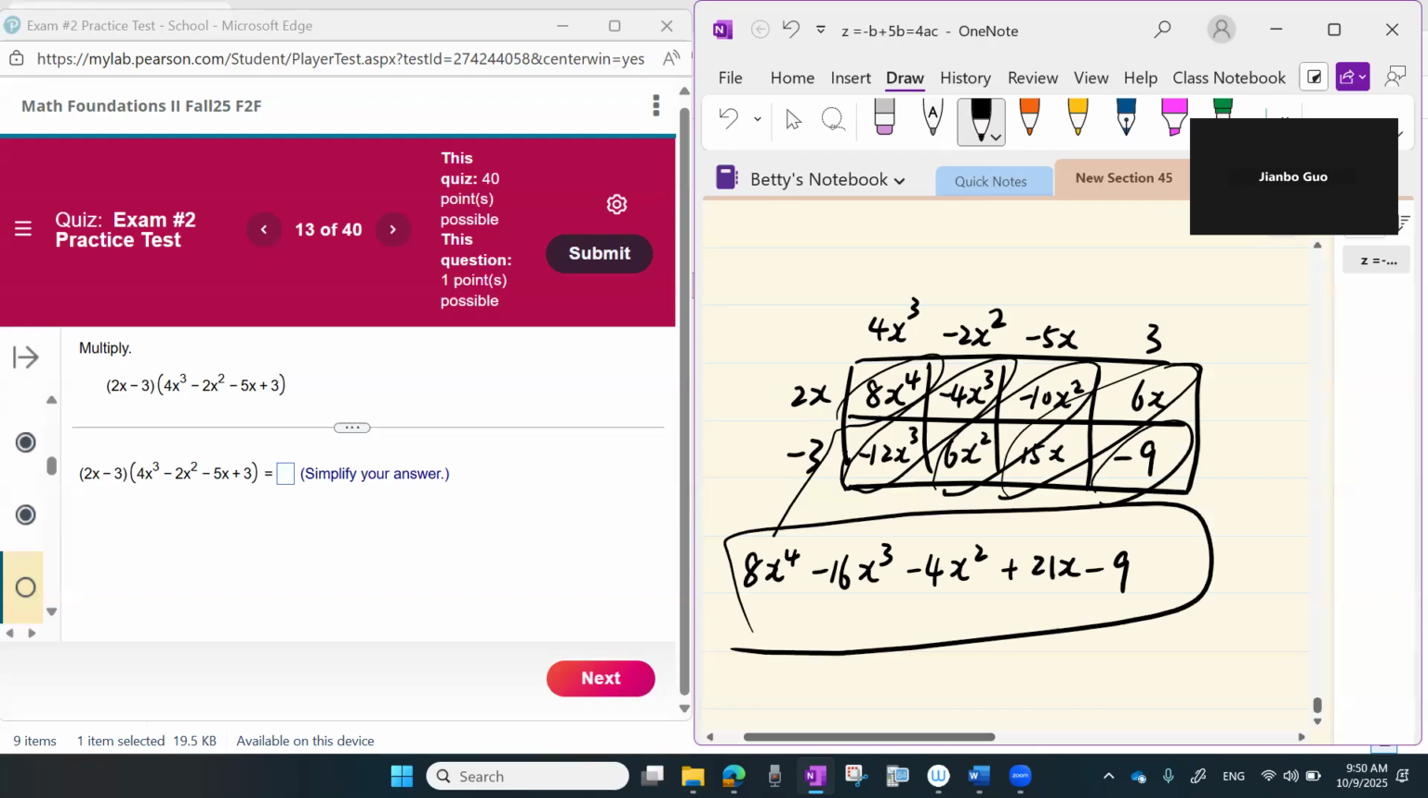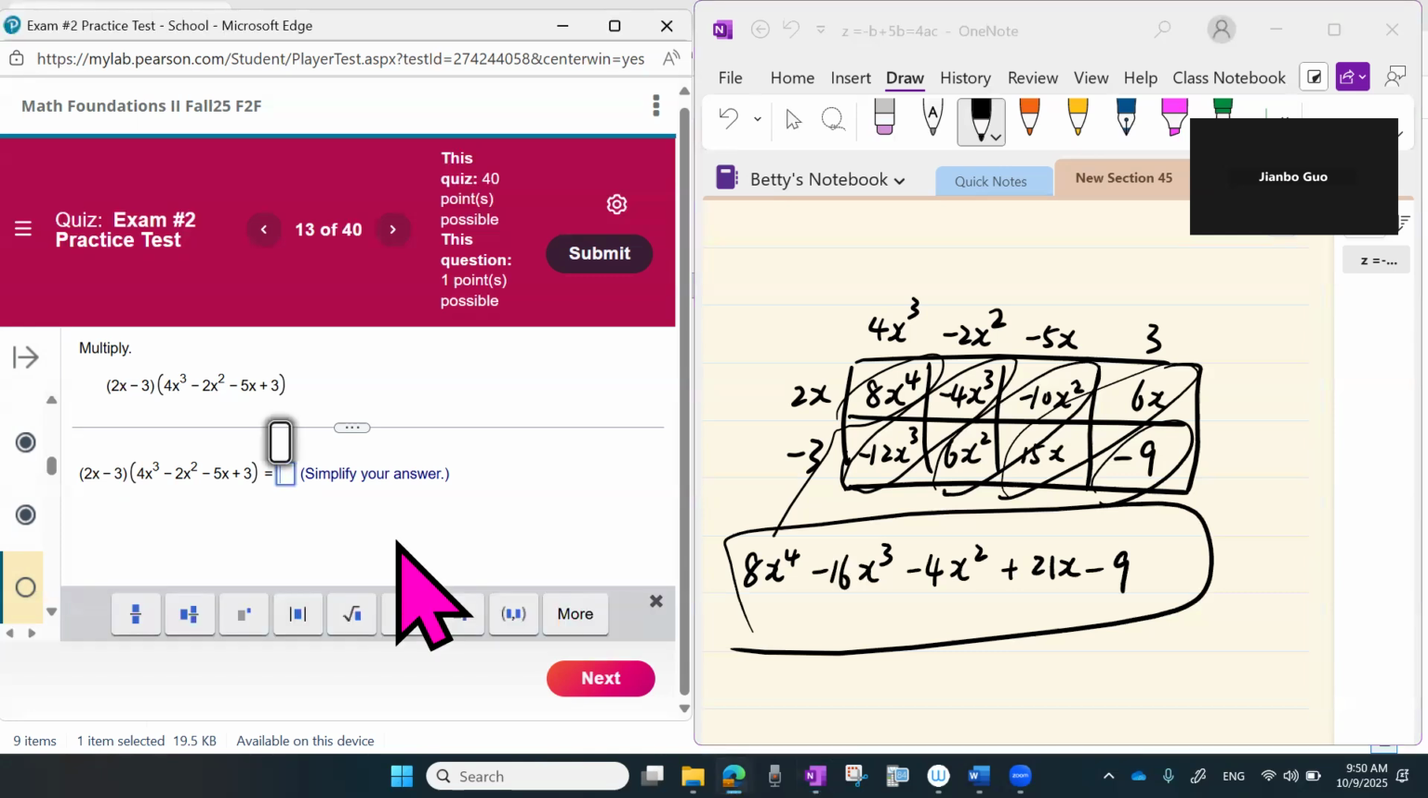Be careful when you enter the result, okay? Because it has 5 terms. 8x to the power 4, minus 16x to the power 3, minus 4x to the power 2, plus 21x, minus 9.